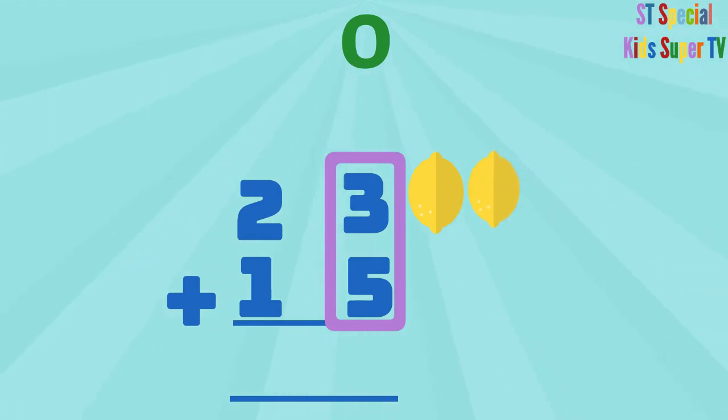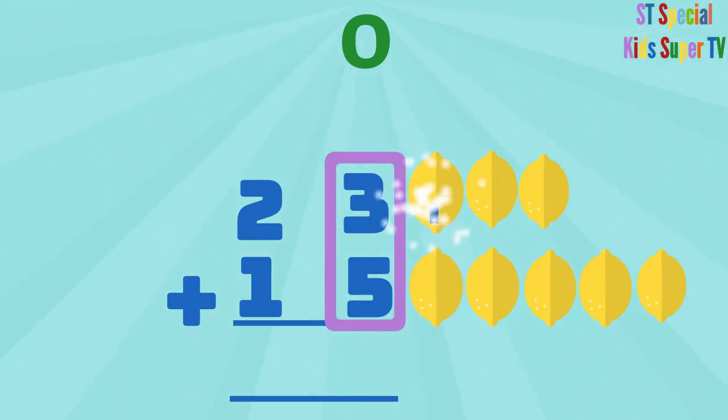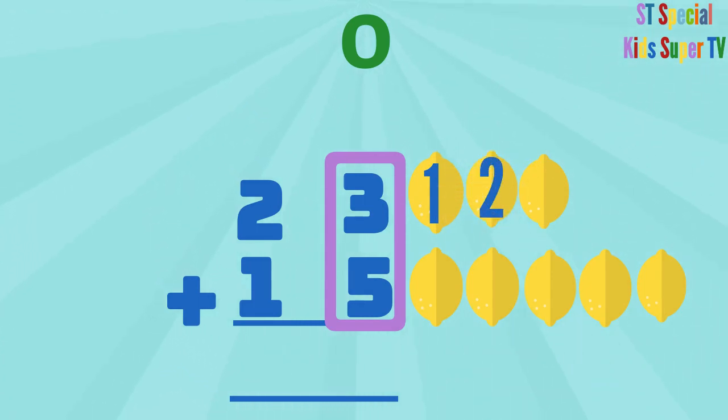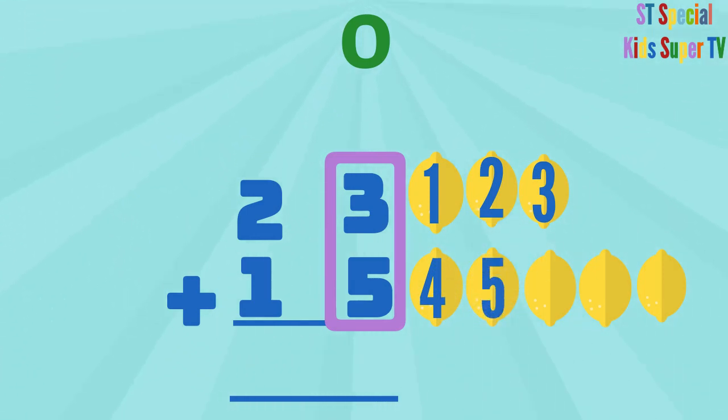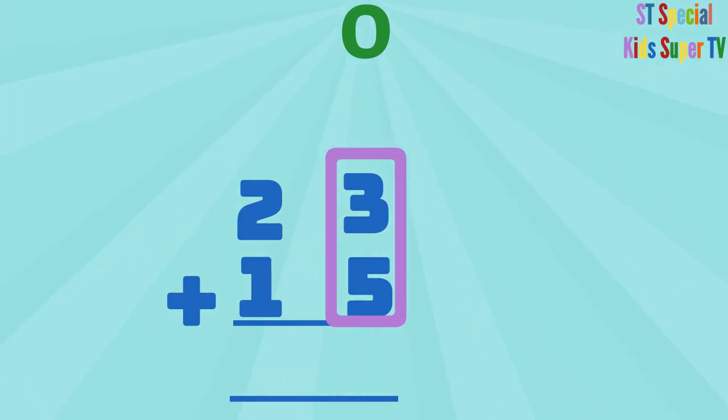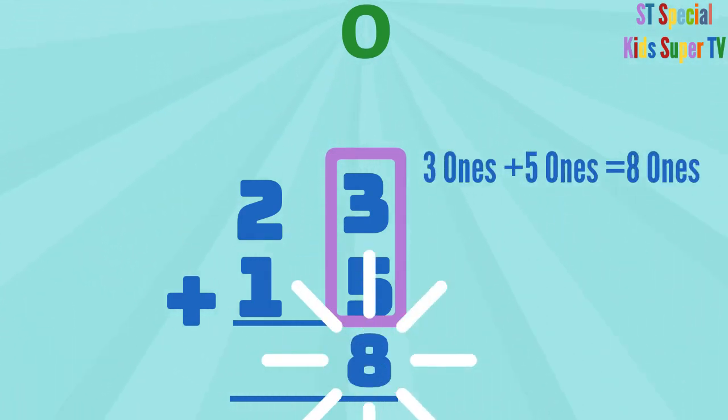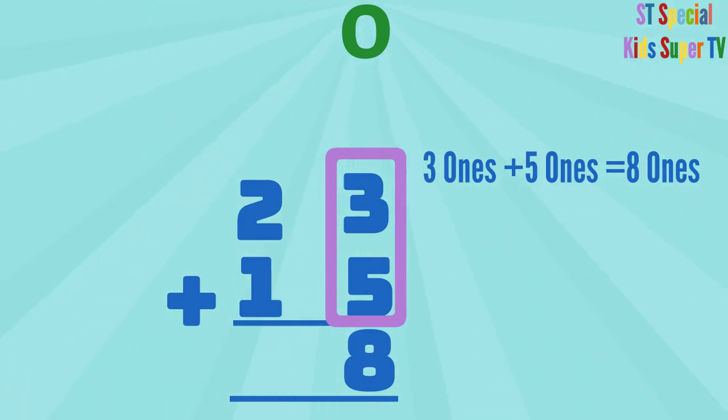Counting 1, 2, 3 lemons plus 1, 2, 3, 4, 5 lemons equals 1, 2, 3, 4, 5, 6, 7, 8 lemons. That means 3 ones plus 5 ones equals 8 ones.